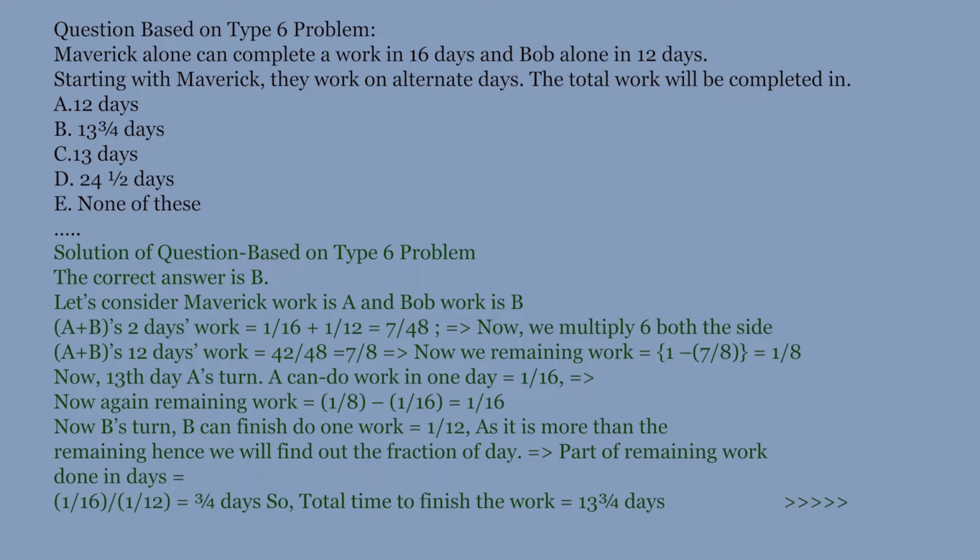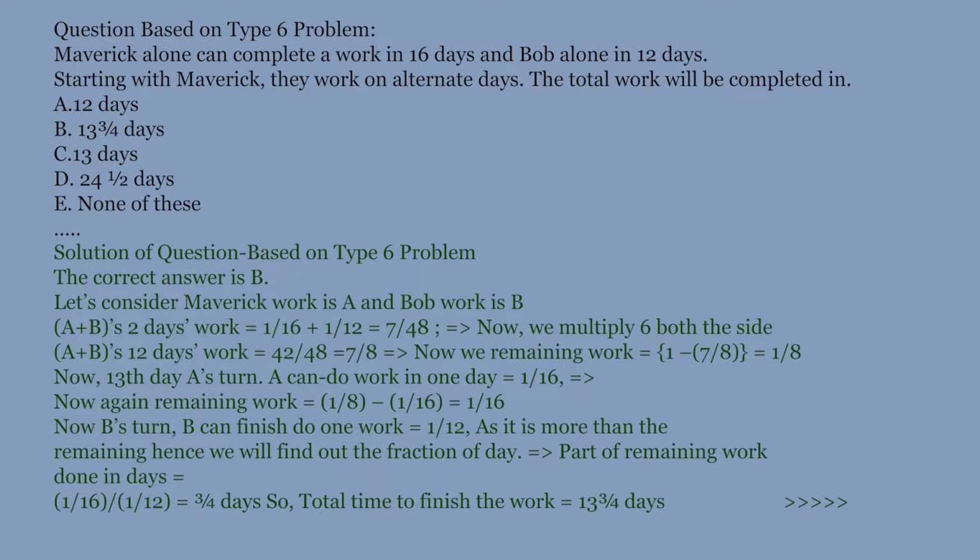So now, on the next day, day 13, obviously A's turn will come. A will do, and in 1 day how much work can he finish? He can finish 1 upon 16 work. So what is the remaining work? 1 upon 8 work is remaining. So A will do his part: 1 upon 8 minus 1 upon 16. Still 1 upon 16 work is remaining.